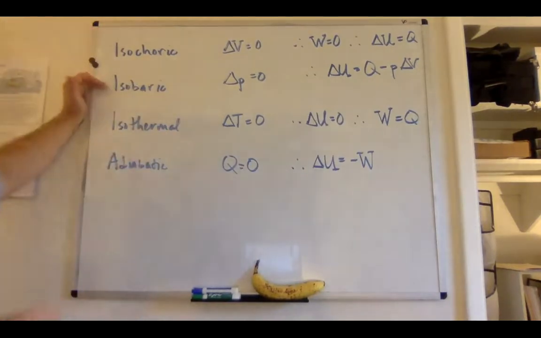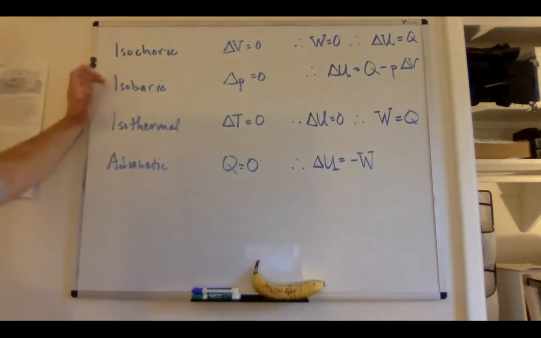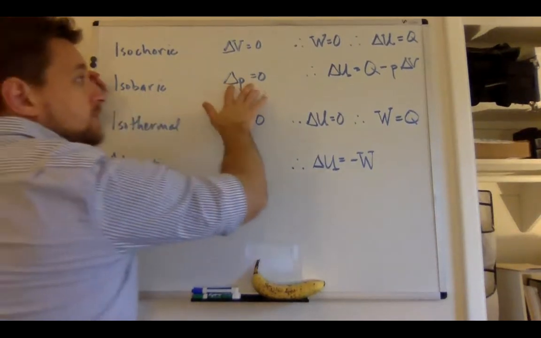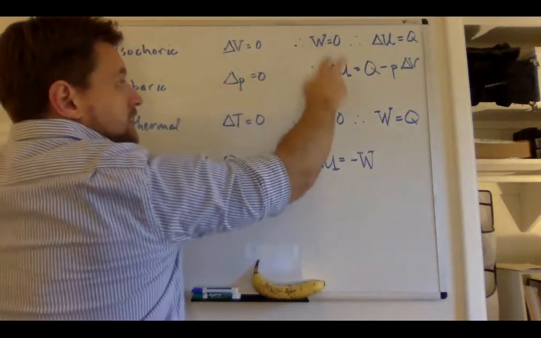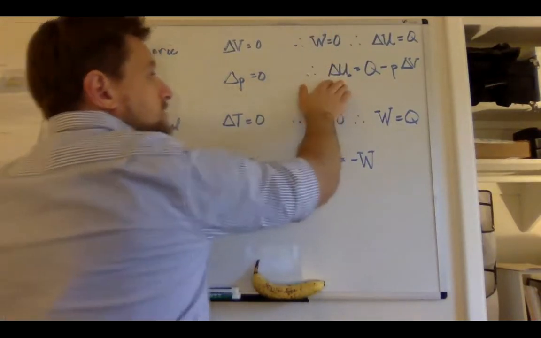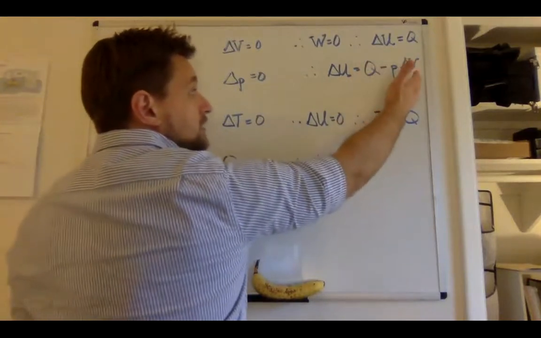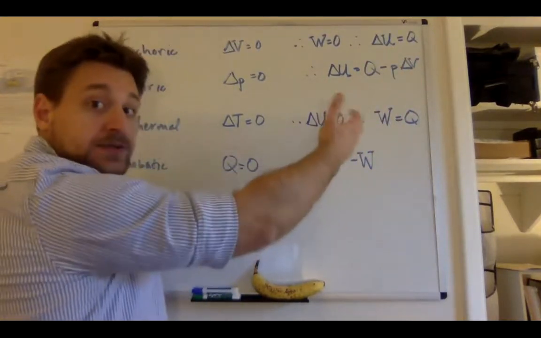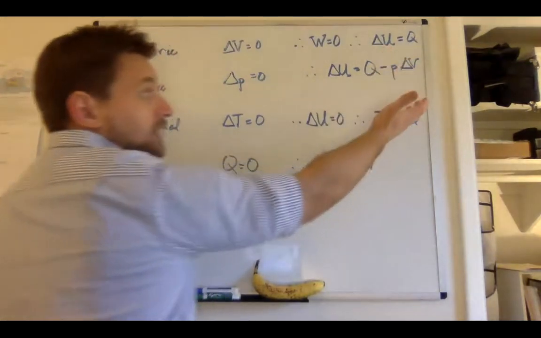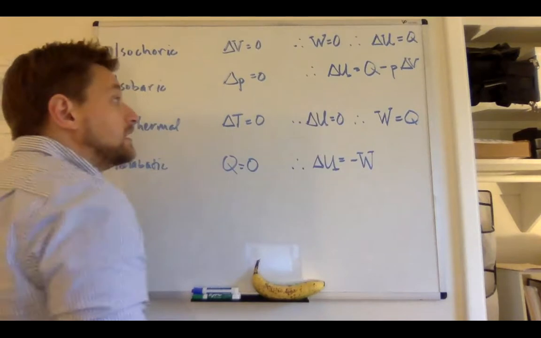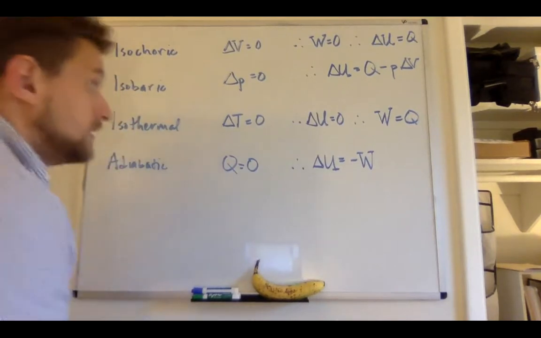Okay, isobaric. If isobaric, the pressure is constant, which means that the change in the internal energy, according to the first law, would be Q minus W, but we know what the work is for an isobaric process, so we can write it this way. We can make a slight simplification to the first law there.